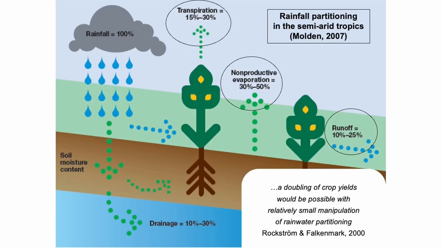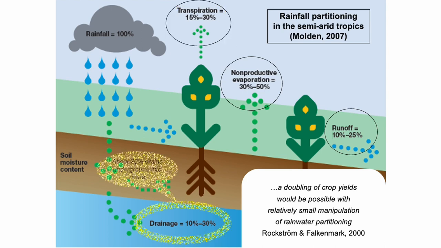And now this diagram illustrates the proportion of rainfall that contributes directly to plant production in semi-arid Africa. That's the 15-30% which is transpired. Transpiration, by the way, is water that passes through plants for growth. That's what we want to happen.